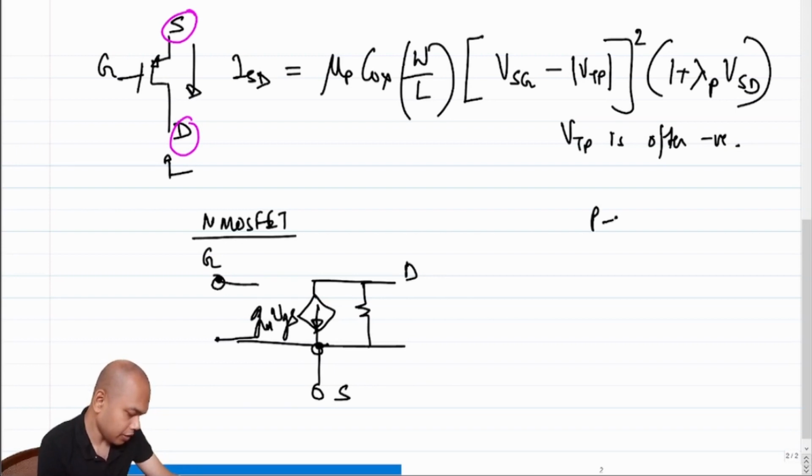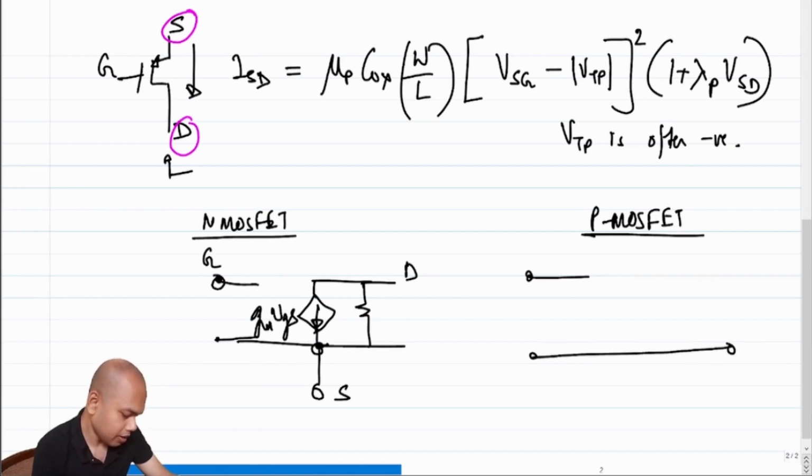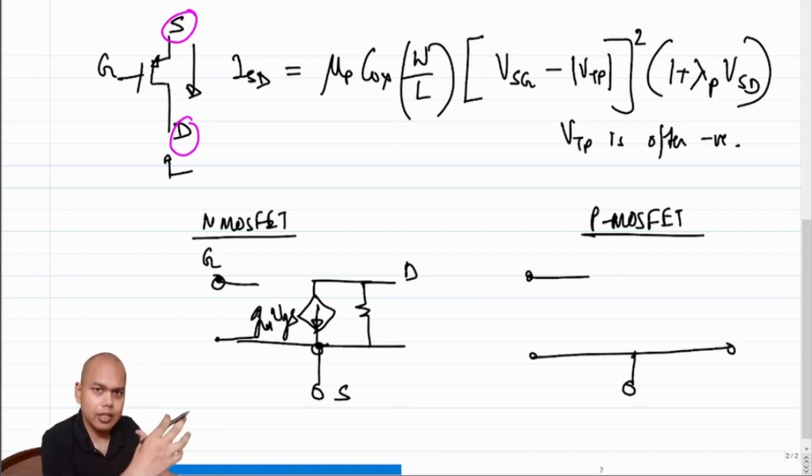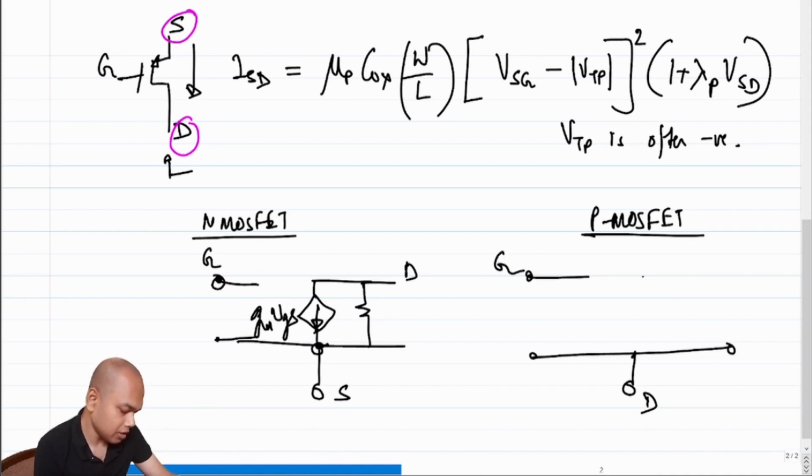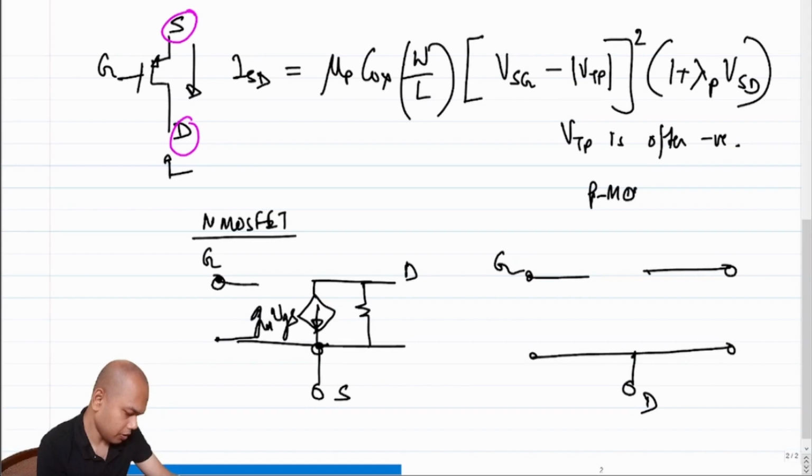In case of a p-MOSFET, the incremental equivalent was exactly the same thing, but flipped. Since the drain is at the bottom in the actual picture, we would like to have the drain connected at the bottom. The gate is wherever the gate was. The source comes out to be on top.